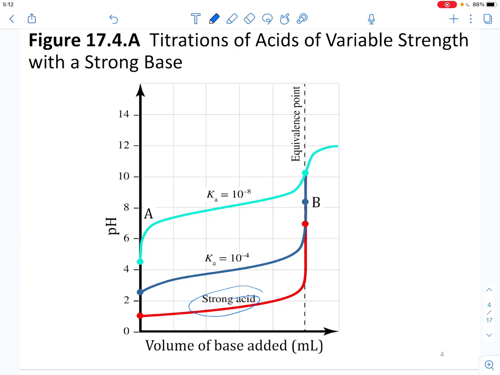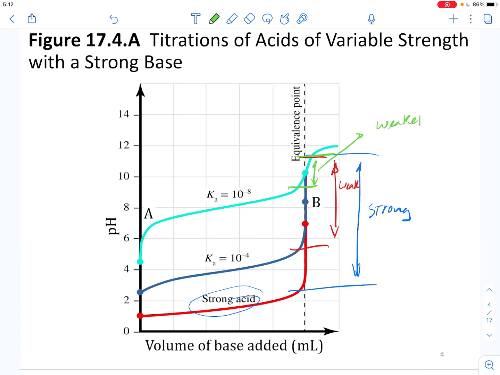Okay, if you have a strong acid, then you have pretty much this jump in pH. This is for a strong acid. And if you have a weaker acid, like in this case, then the jump is smaller. And if you continue, let's use green, then in this case this one is weaker. Okay, so that jump around the equivalence point pH gets smaller and smaller, and it makes it even more difficult to detect what the equivalence point is the weaker the acid becomes.